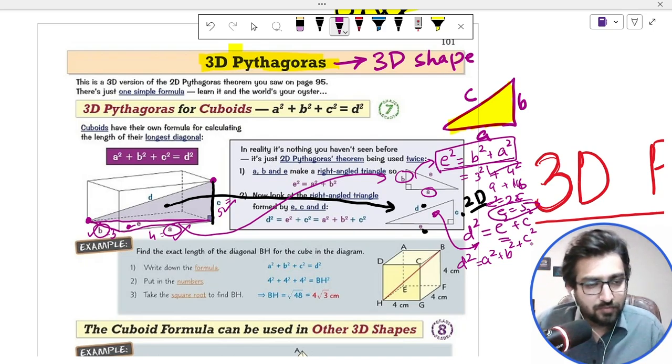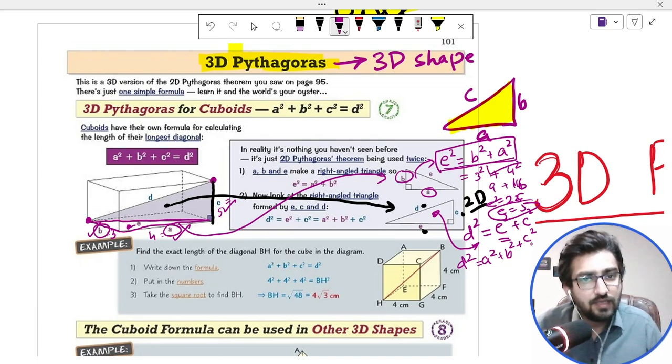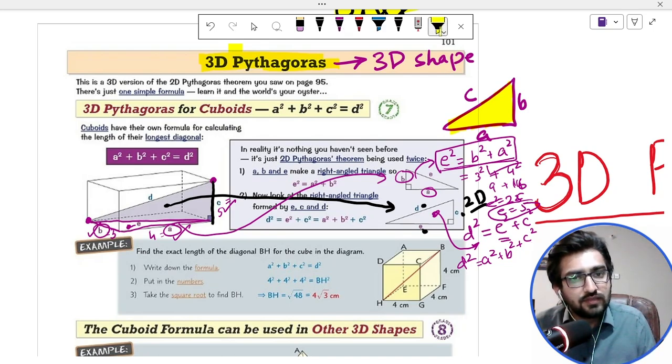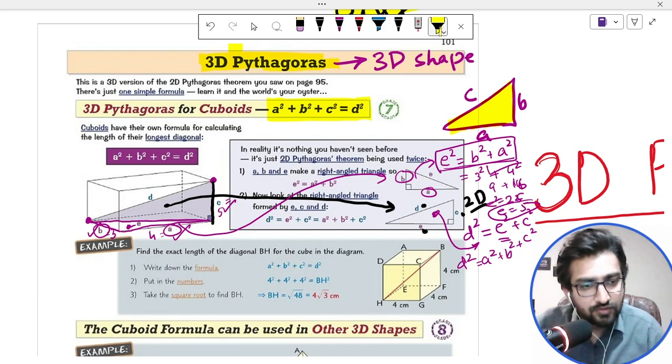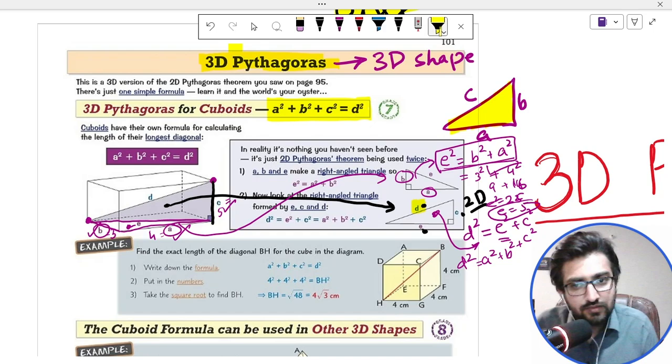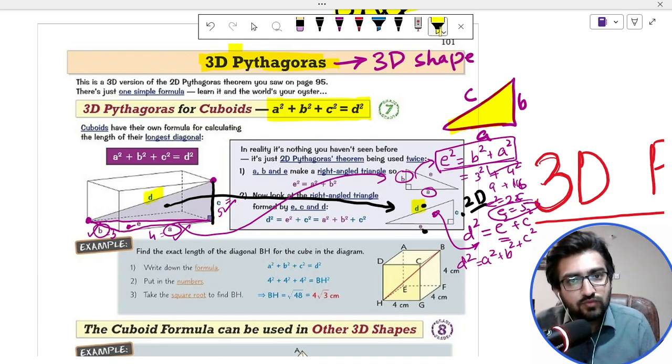Now let's discuss, by the way, this was just the explanation. There is a simple way in order to find out that D, and the formula is this thing. This is a formula for the three-dimensional Pythagoras theorem. Actually, D square is equal to A square plus B square plus C square.